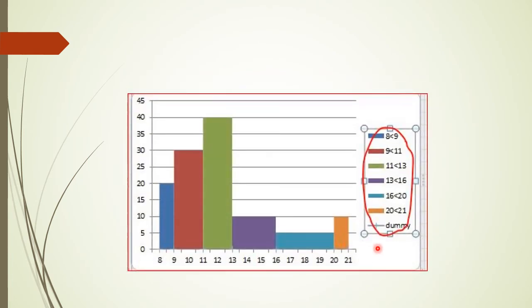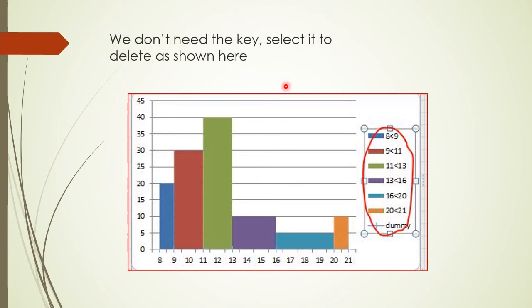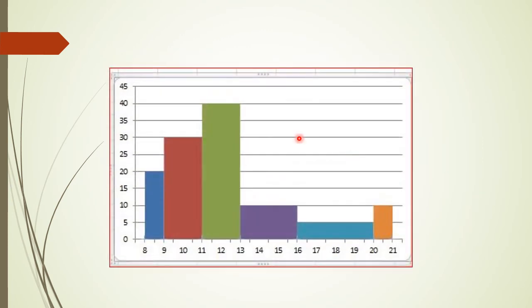Having done that, you will have finished working with the dummy. At this point, we don't need the key, so select it to delete, as shown here. Just select it. When it's selected, you'll see this kind of display which shows that you've selected it. So once you've selected it, delete it so that it goes away. So the chart will look like this.